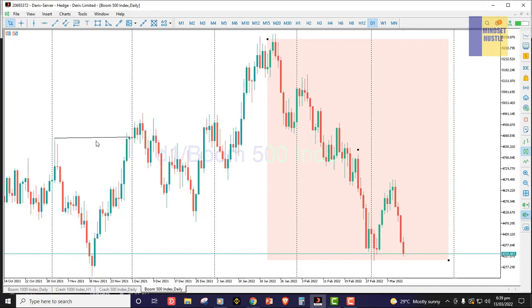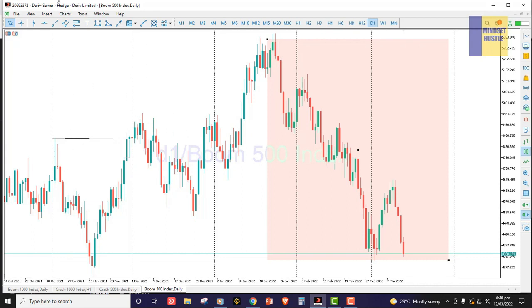But when we are talking about break of structure, I told you that we need the candle's body closing above that high, or if it is in a downtrend, that low. This time we are looking at a high. So we need the candle's body closing above it to give us a break of structure, or a break of market structure, as some people will call it.